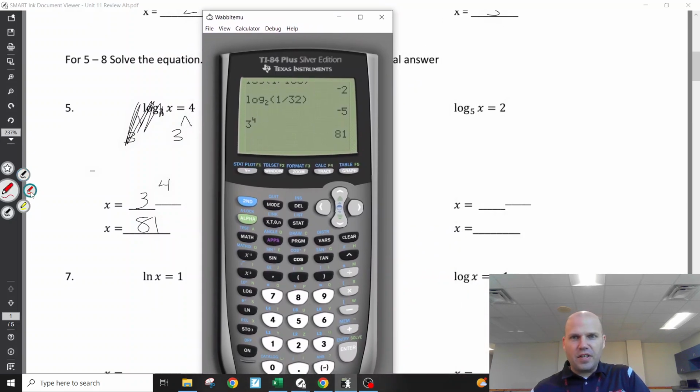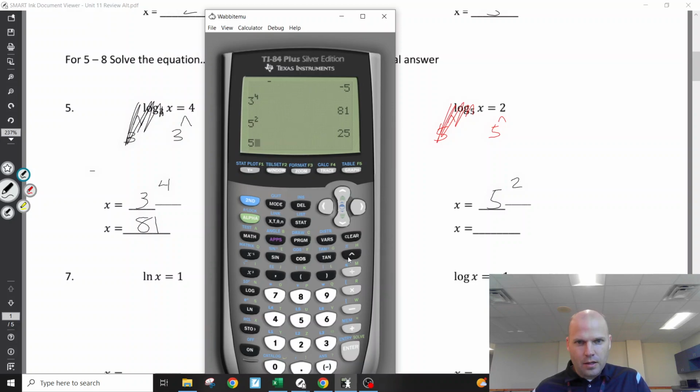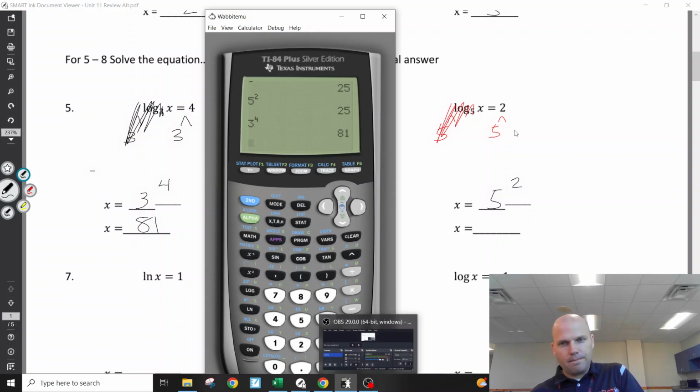Log base 5. Get rid of the log base 5 with a 5 to the. We'll use exponents to undo logs. Exponents undo logs. Logs undo exponents. 5 squared. Not 2 to the 5th. 5, exponent button, squared. 3, exponent button, 4th. Okay?